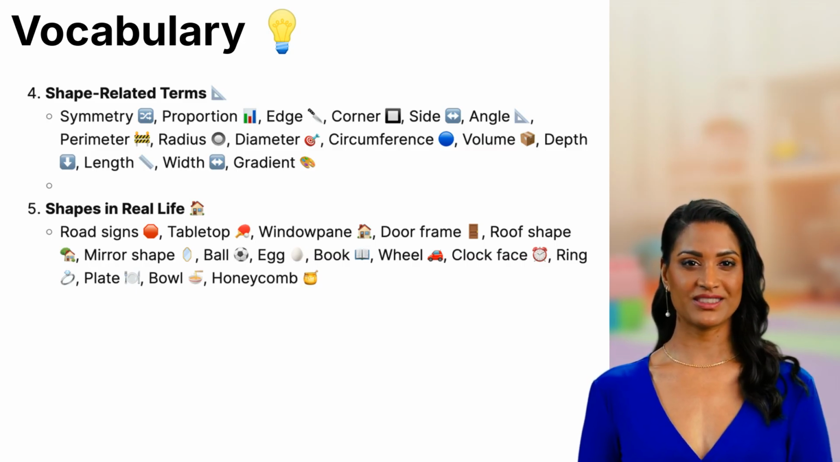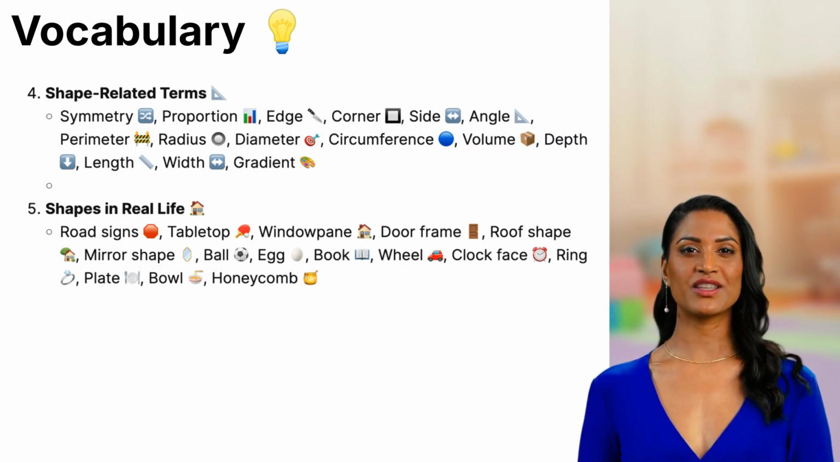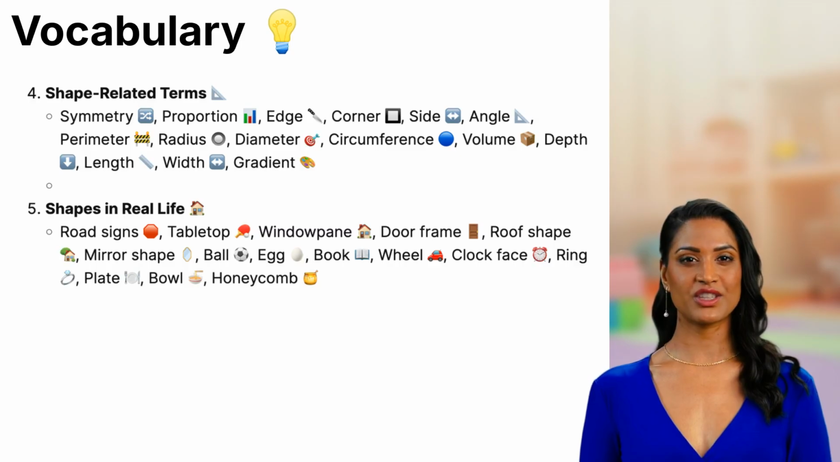Volume, the amount of space a 3D object occupies. Depth, the distance from the surface to the farthest point inside an object. Length, the measurement of how long an object is. Width, the measurement of how wide an object is. Gradient, a gradual change in color or shade.